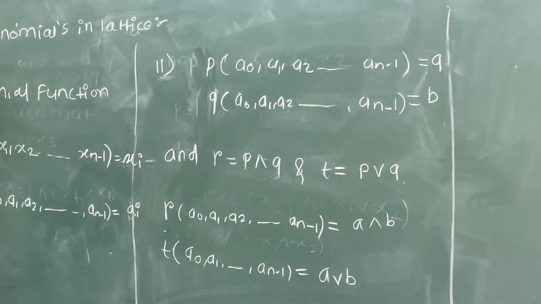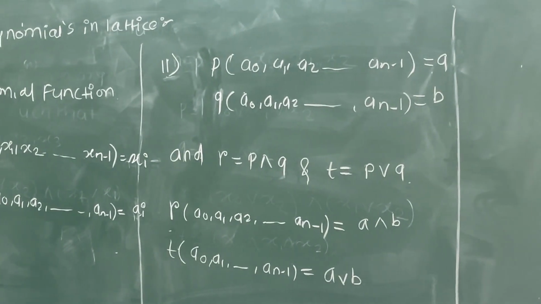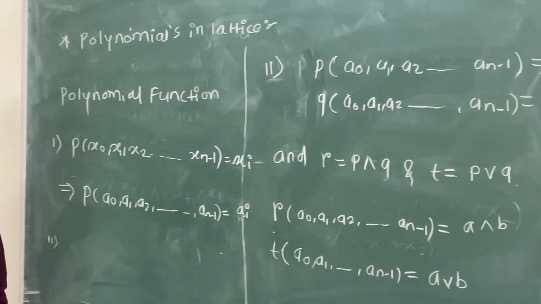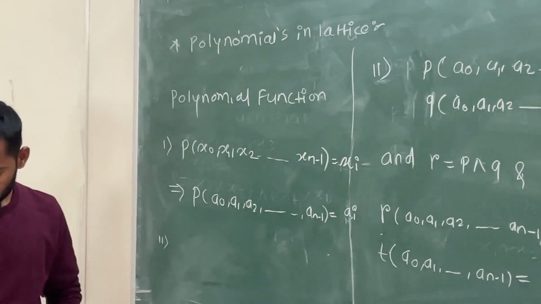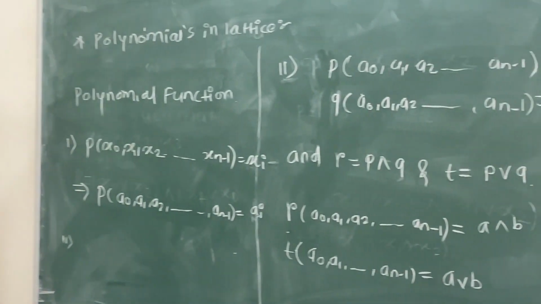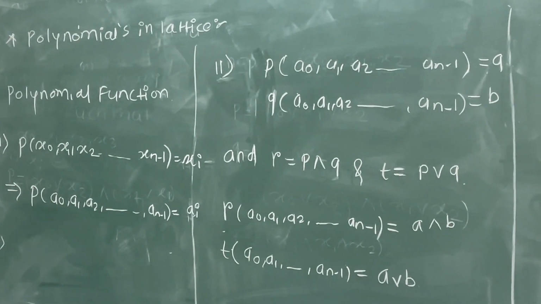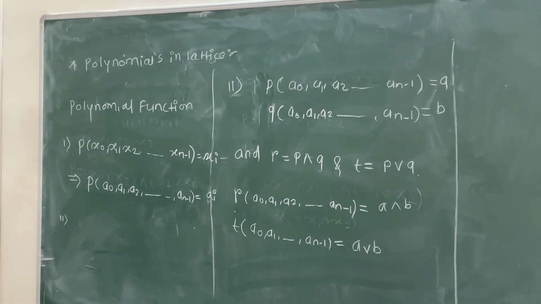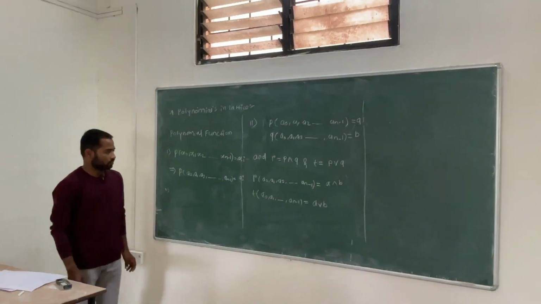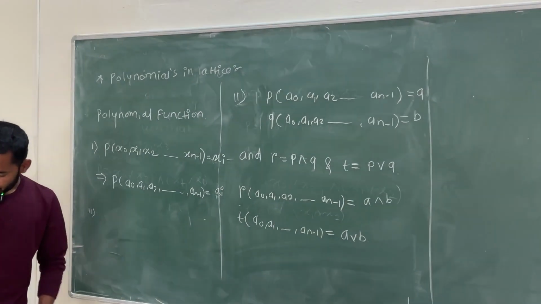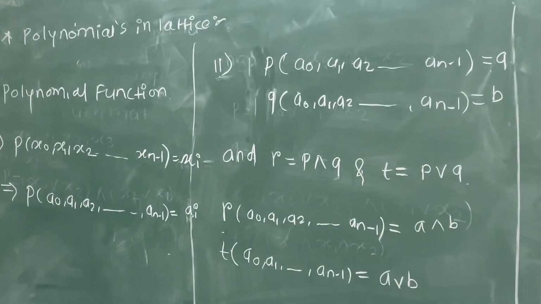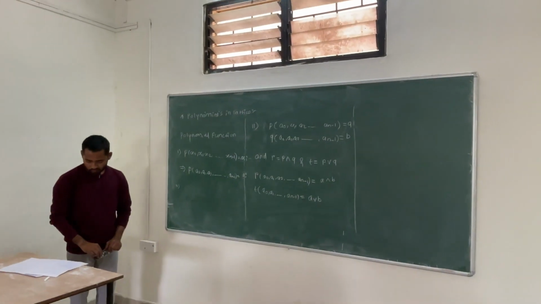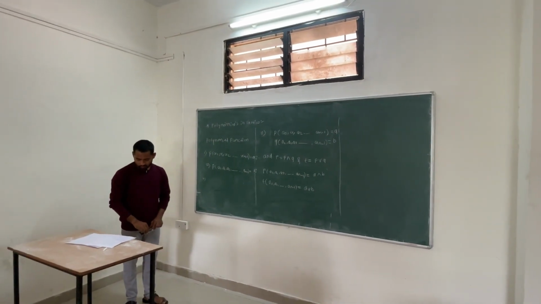This we already know in a regular polynomial. Suppose you take one polynomial and another polynomial, you add them and evaluate, it is the same as evaluating and then adding them. Similarly here, you find p at that point, q at that point, then you take the meet. Is this clear? A regular polynomial satisfies certain properties; here also it should satisfy the same thing.